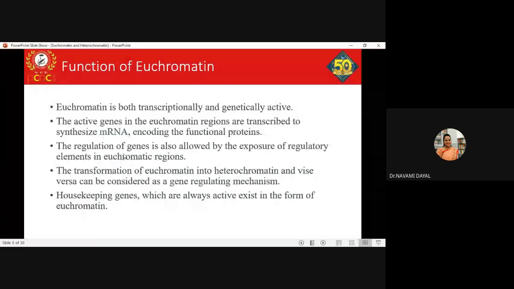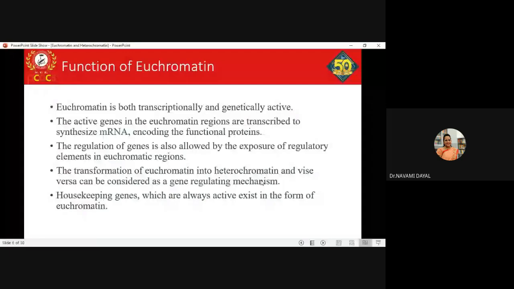The transformation of euchromatin into heterochromatin and vice versa can be considered as a gene regulating mechanism. See, many a times some genes are active for some period of time, and later on they turn inactive. So that conversion from euchromatin: when a gene is active, it is in the euchromatin state. When it turns inactive, it gets condensed and it becomes heterochromatin.